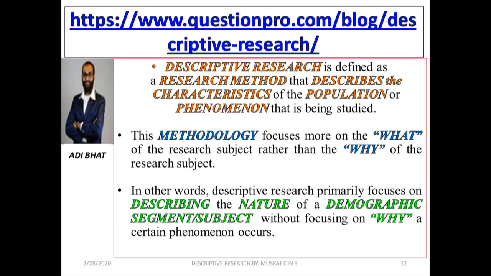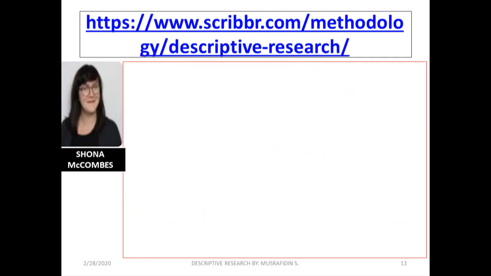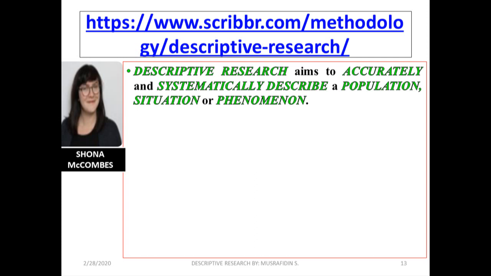Demographic segment, that is specific persons or people in a society, can be based on age, social background, economic background, or culture. In addition, this is based on Sona Mekombes in her URL. She states that descriptive research aims to accurately and systematically describe a population, situation, or phenomenon. Okay, again you have the word describe. What is being described? The population, the situation or phenomenon, or the topic which is under investigation.